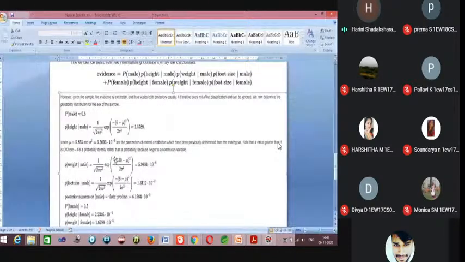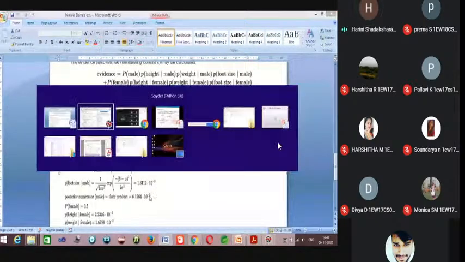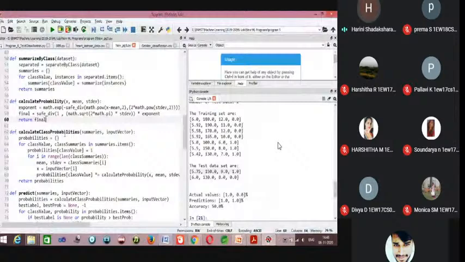Calculate class probability is multiplying 0.5, 1.5789, 5.9881 into 10 power minus 6, and 1.3112 into 10 power minus 3, and getting this product. So that will be done by calculate class probabilities. Why? Because, see, you are calling calculate probability with respect to the class value.